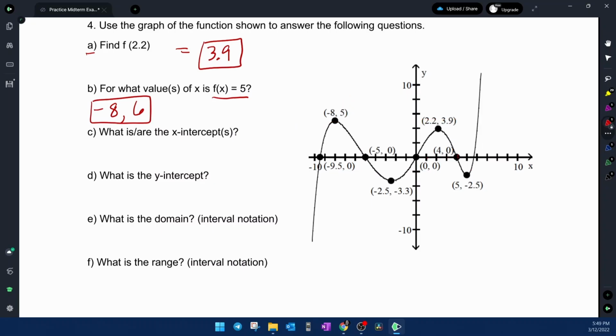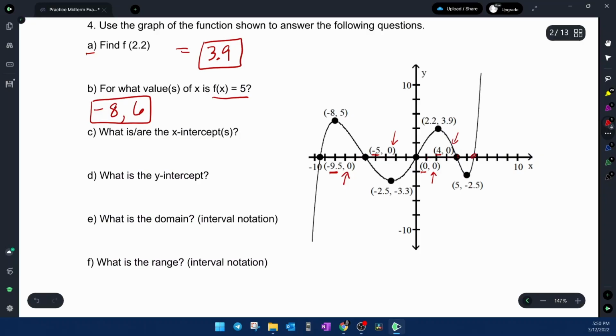Part C. What is or are the x-intercepts? We need to find every point where the graph touches or crosses the x-axis. And we know that x-intercepts will have a y coordinate of 0. So our first x-intercept appears to be negative 9.5. Our next x-intercept would be at negative 5. Next, we have an x-intercept at 0 at the origin. We have another x-intercept at 4.